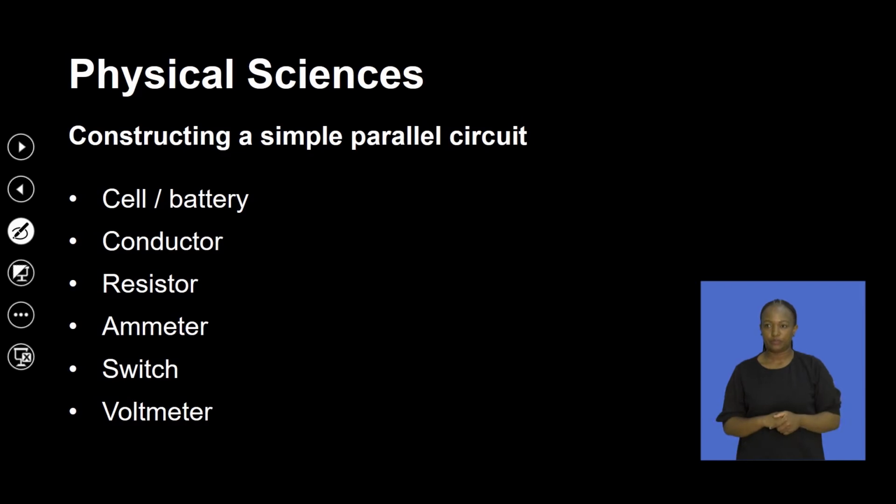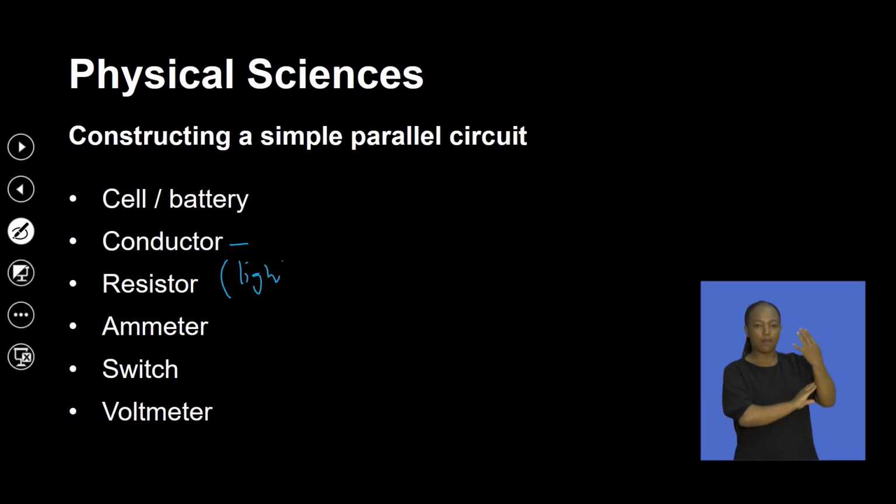So how do we construct a simple parallel circuit? What is it that we need? We need a battery, which is the energy source, or a cell, whatever the case may be. We need a conducting material. In terms of physical properties, these are materials that allow charge to flow through them. A resistor, which in this case could be a light bulb. It's fine, because it's a perfect example of a resistor in a circuit.